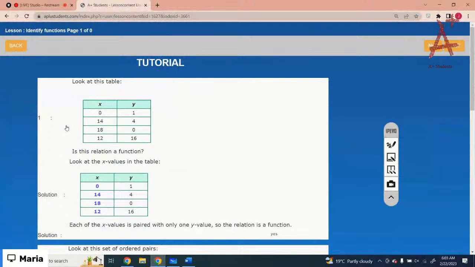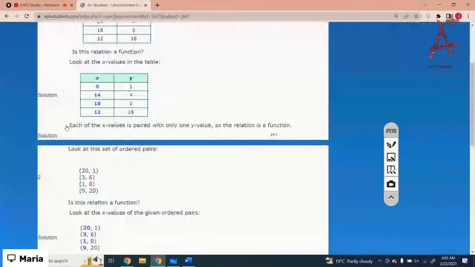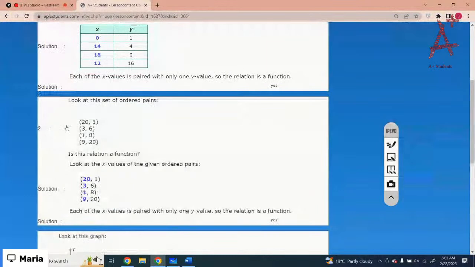Let's look at the other example. Look at the set of ordered pairs. Is this relation a function? Yes, it is a function. In the ordered pairs, the first value is always the x value and the second value is always the y. Whether you write it in a table or like this, they are the same. For each value of x, you have a single value of y. Like for 20, you have 1, for 3, 6, for 1, 8, 9, 20. This is a function.